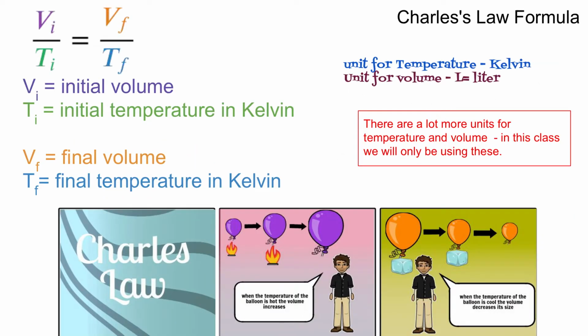Charles' Law formula. The initial volume divided by the initial temperature is equal to the final volume divided by the final temperature. So V initial is initial volume. T initial is initial temperature in Kelvin. V final is final volume. T final is final temperature in Kelvin.